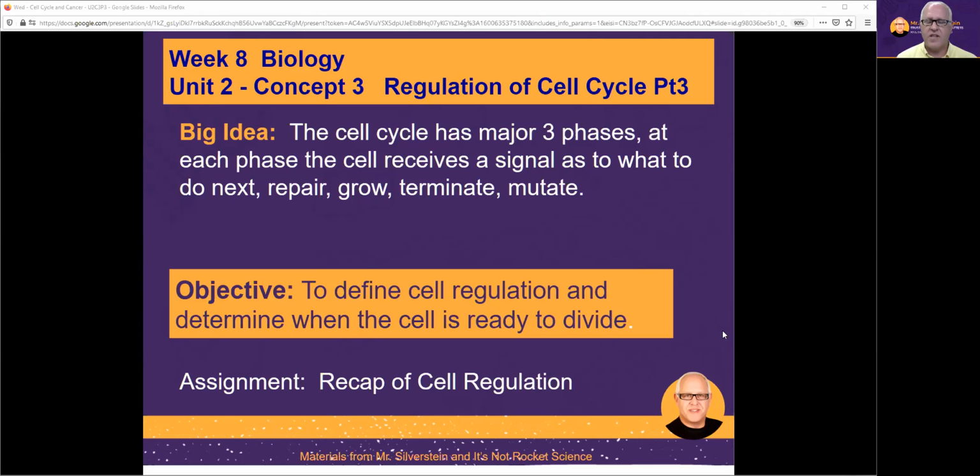We're looking at the regulation of the cell cycle. Now, if you recall, the cell cycle had 3 major phases, and in each phase the cell is going to receive a signal as to what to do next, whether it should repair, grow, terminate, or mutate. And so our objective today is to be able to define cell regulation and determine when the cell is ready to divide. After these notes and discussions, you'll have a recap of cell regulation, and I've got that loaded on quizzes for you through your Google Classroom.